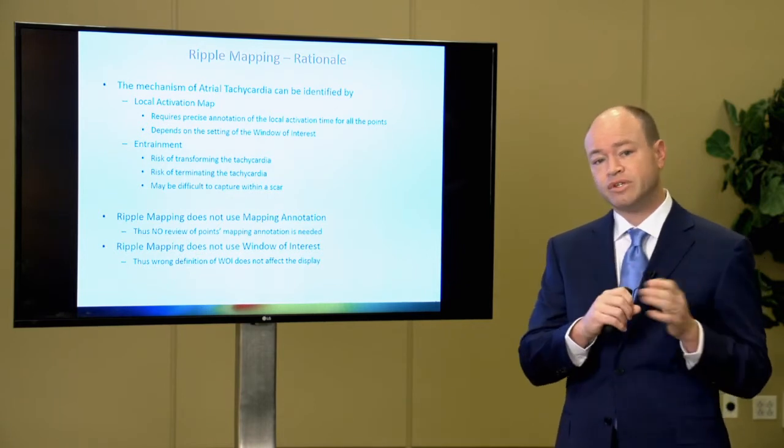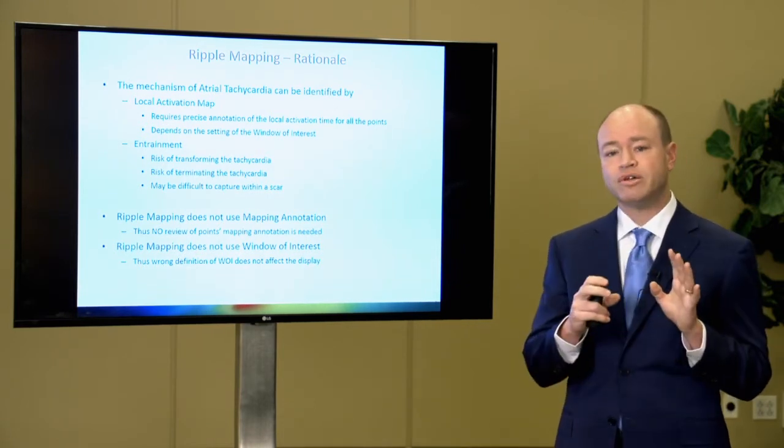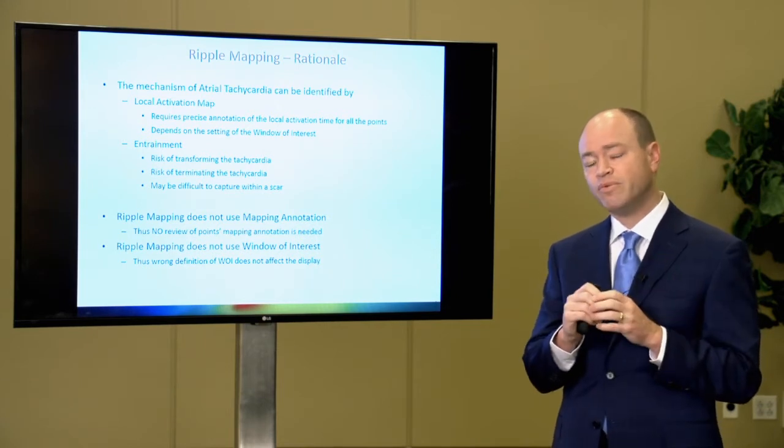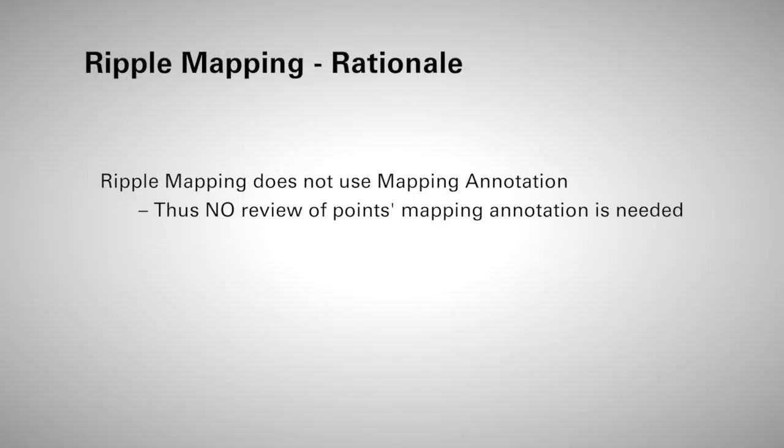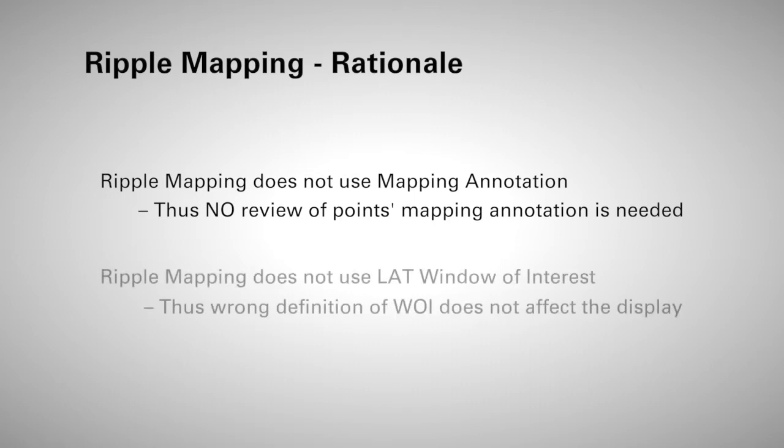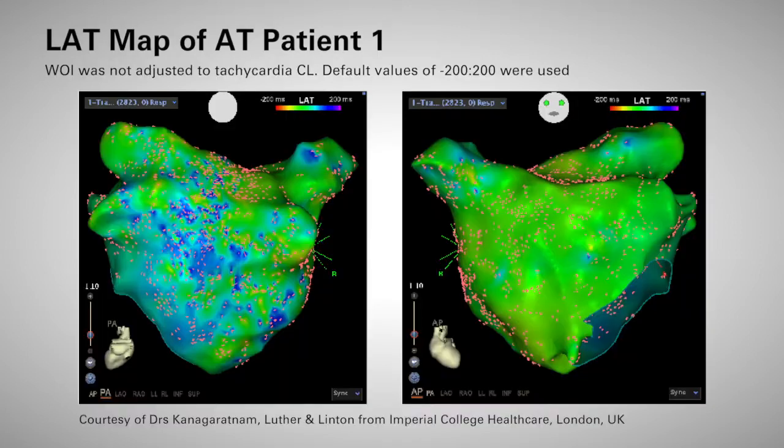Now, ripple mapping uses a different technique that does not depend on mapping annotation whatsoever. What we see on ripple mapping is the entire electrogram displayed dynamically on the map. It's not necessary to annotate or review points of any kind, so once the map is complete, we can proceed with displaying the ripple map. There is no window of interest with ripple map as well, so two of the Achilles heels of traditional mapping are eliminated through this method: no marking of the electrograms and no window of interest to inaccurately mark early versus late. And this is an atrial tachycardia example.